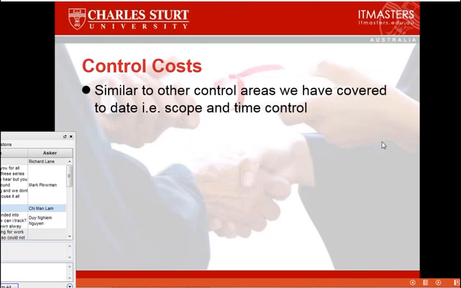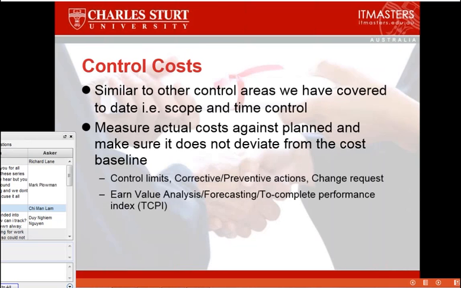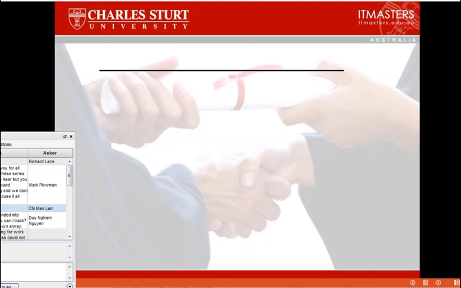Control costs is the third process. Very similar to the other control areas, where we have to consider monitoring and taking corrective action if we need to. So measure actual costs against planned and make sure they do not deviate from the cost baseline. How do we measure actual costs? Well, we leave that one to you. It depends on the organizational assets that may be available, like your accounting system, etc. We talk about control limits and corrective action. I think we've covered these before. Things like earned value, which we'll be looking at a little bit later. In fact, we're going to look at it immediately.